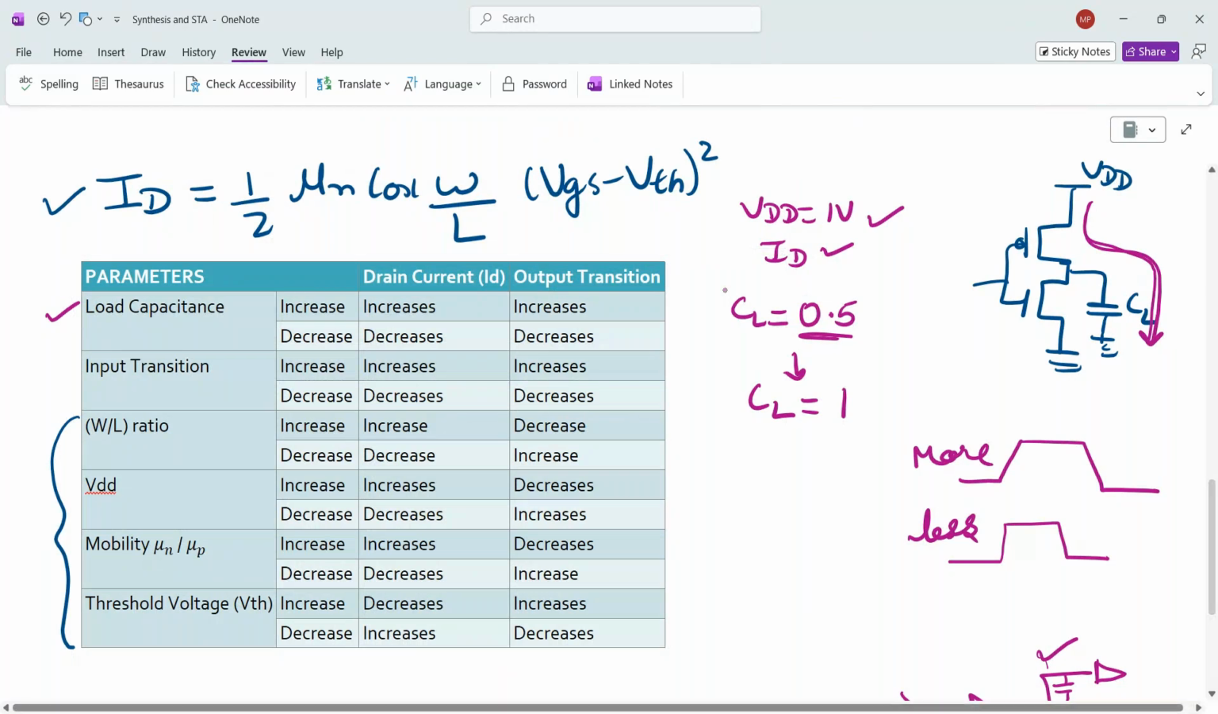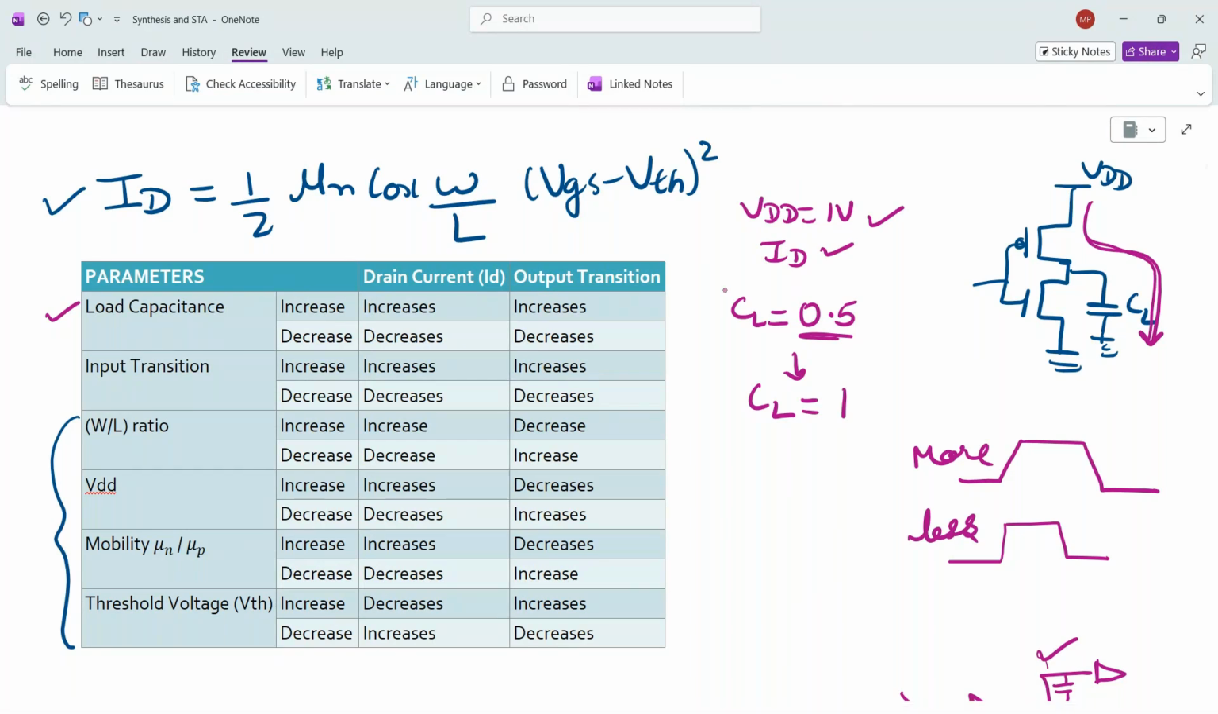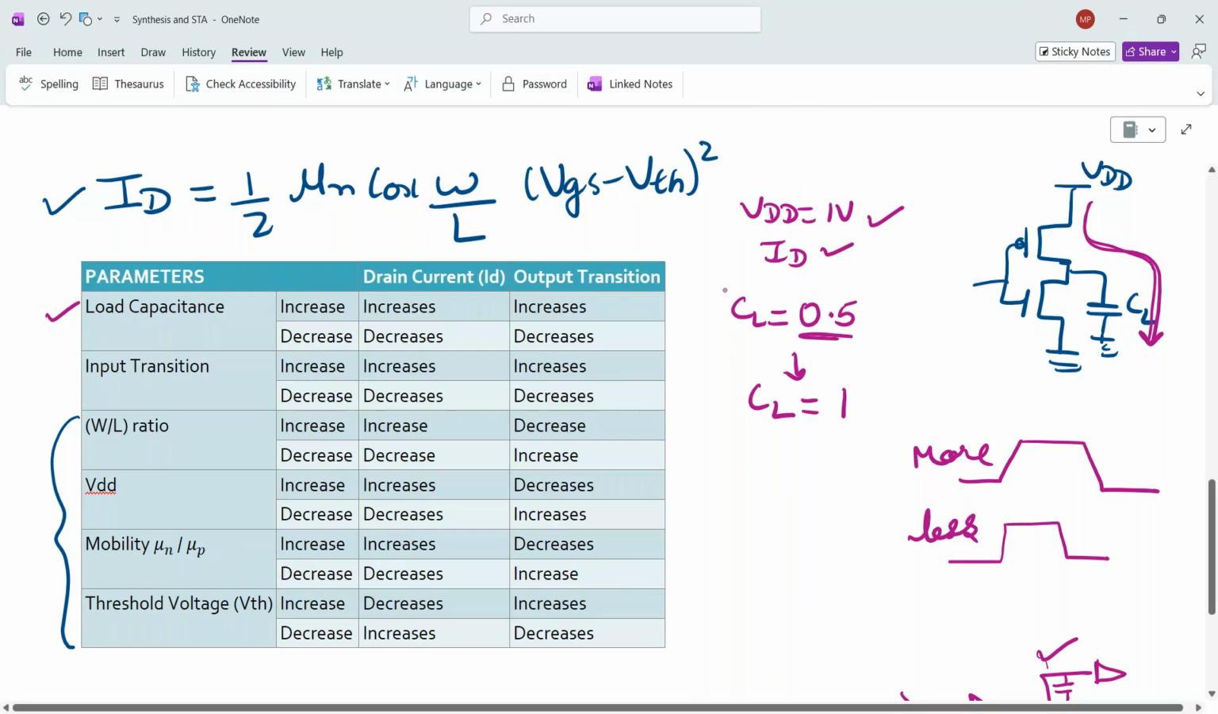So if I'm increasing the load, I'm getting more transition, right? Then I am giving a more drive strength cell to fix that. Though we are giving the fixes, what is the fundamental behind them? What is happening behind that? You should be knowing, and you will be knowing it by knowing CMOS.